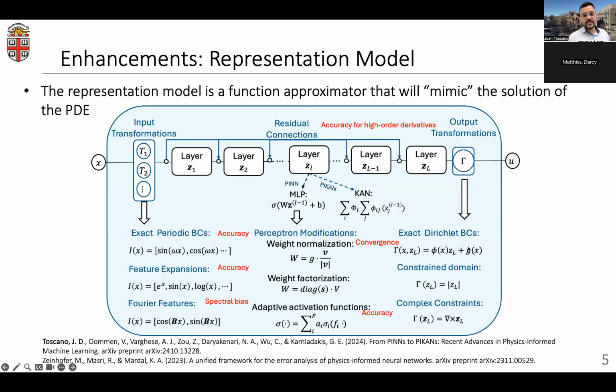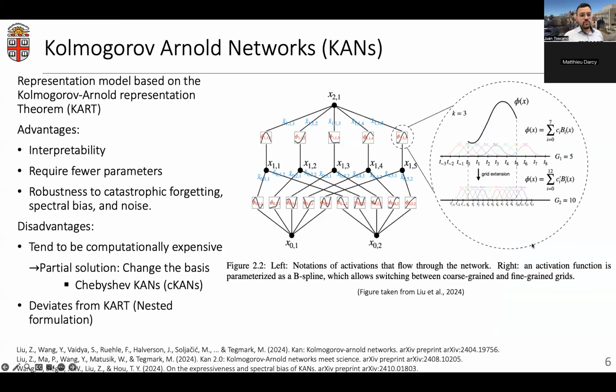Now, the output transformations also help us do other things. For example, we can do exact imposition of Dirichlet boundary conditions. We can do some type of constraint on the domain. For example, here we can make sure that this is positive. And we can add some complex constraints, for example, by making sure that this output transformation is the curl of a layer. For example, we can enforce divergence-free conditions. And that's what we get. Now, Kolmogorov-Arnold networks, that I said is one of the options that we have as a representation model.